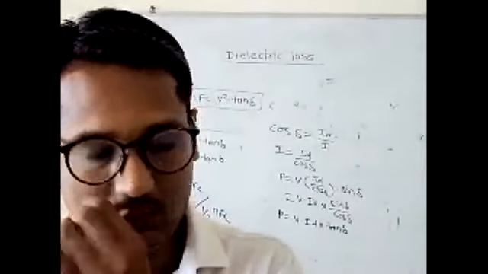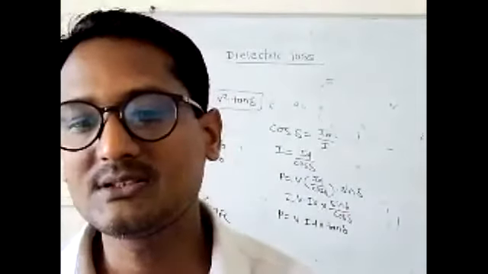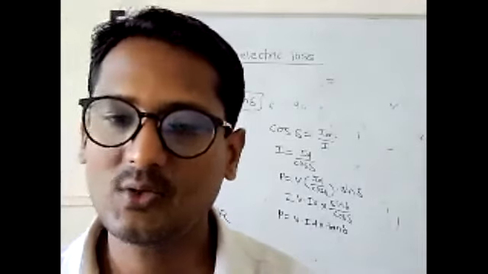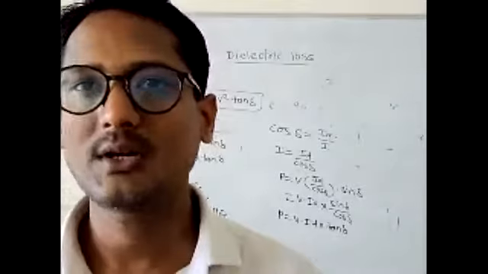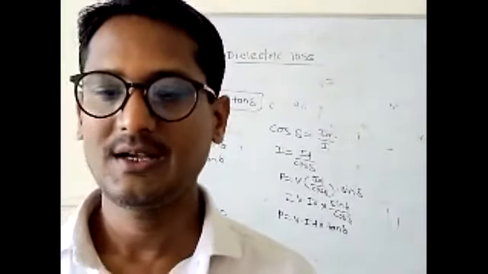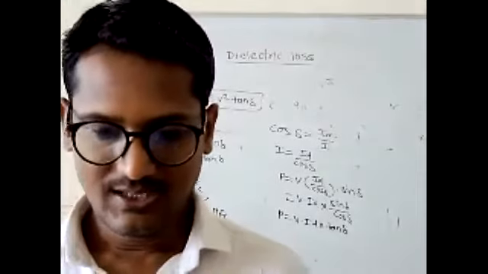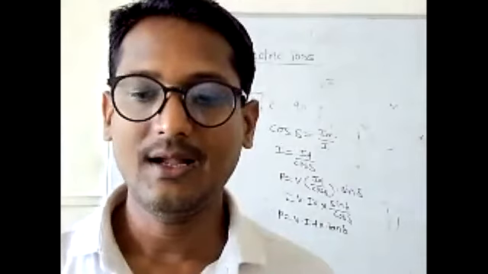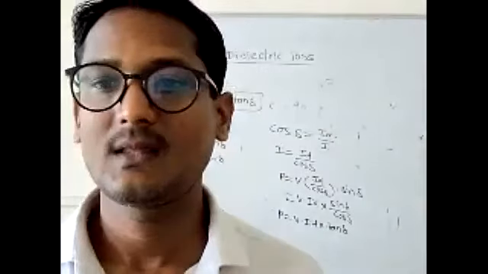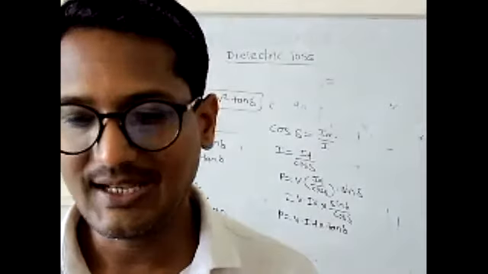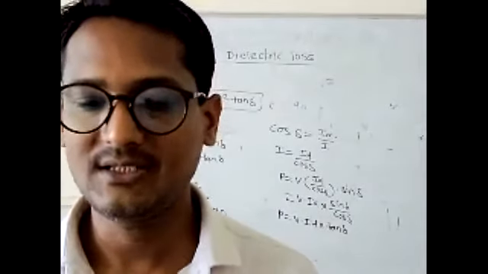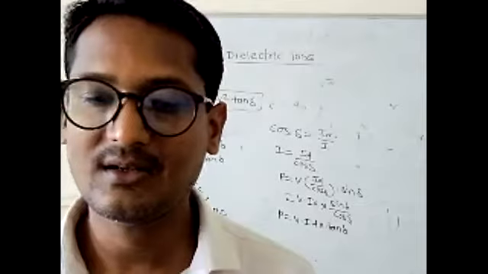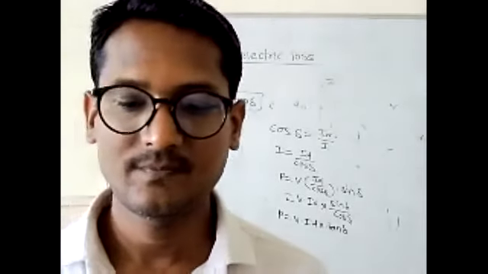Then the total current I equals IR plus j ID. IR is the conducting current and ID is the displacement current. Then, in the case of an ideal or lossless dielectric circuit, the resistance R is infinity, so the conducting current IR is 0.